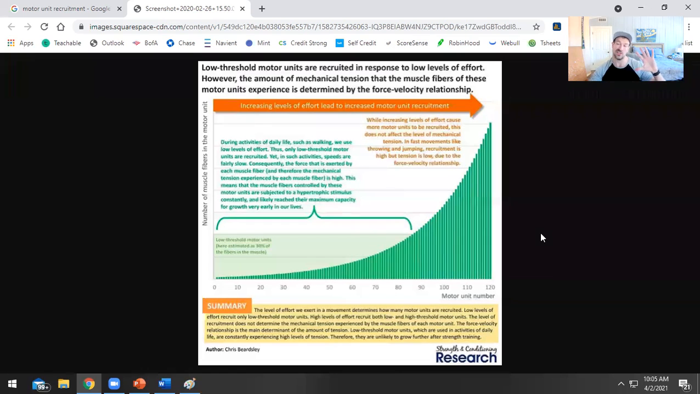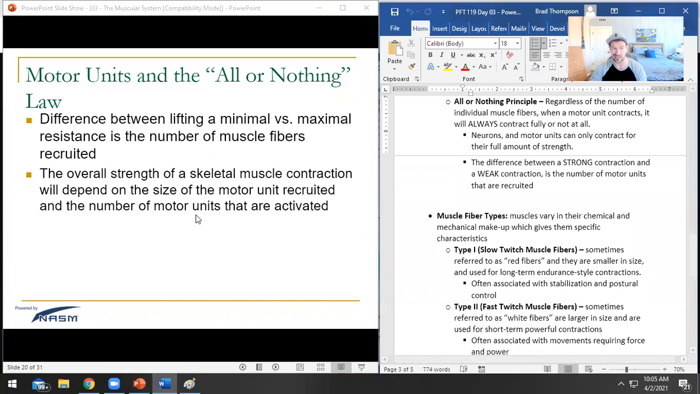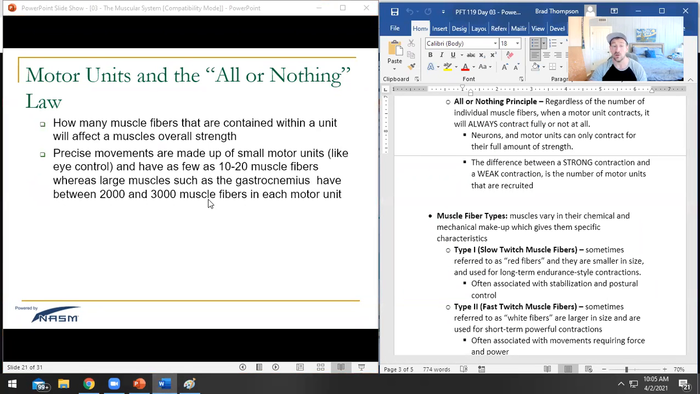Your nervous system will always try to get the job done with as few motor units as possible. But then as it starts to realize how heavy the weight is, it will recruit more and more motor units until eventually you've got as many motor units firing as possible. That's where you're contracting as hard as you can with something really heavy, and you're really not going to get much harder than that, right? So the overall strength here is going to be determined by how many motor units you recruit.